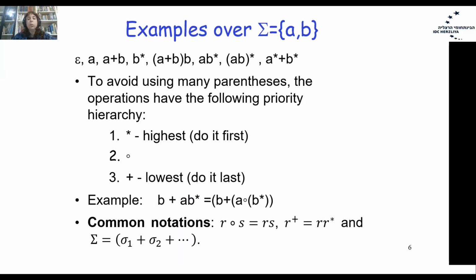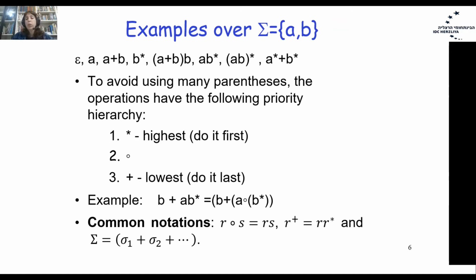I would like to remind you of the priority of regular operations. If you have an expression with brackets, with plus, with star operation, what do you do first? Basically you start with brackets. Then you move to the star operation. Then you move to concatenation, and the last operation is plus, which means or. So basically, when I have b or ab star, first of all I compute b star, then I concatenate a with b star, and then I can choose between b or ab star.